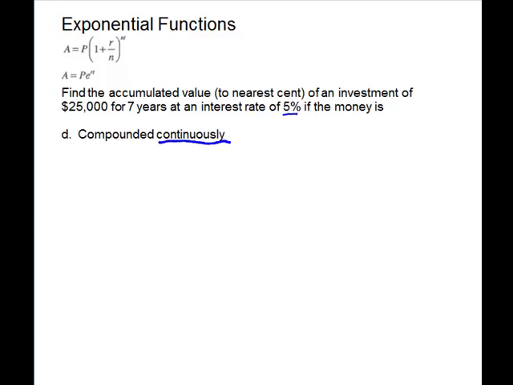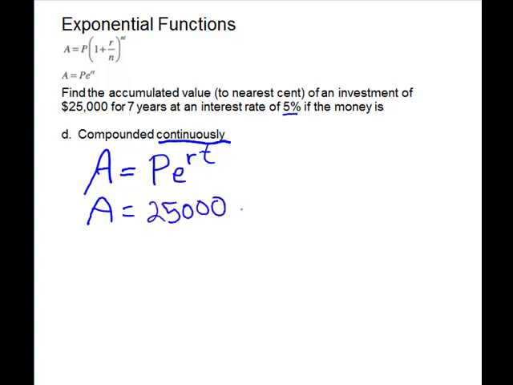So this means we have to use the second formula. A equals P times e to the rt power. So our A will still be our accumulated amount, 25,000 for our principal. e is our base, and we're going to do our rate, 0.05, times our time, which is 7. So we're going to the calculator from here.